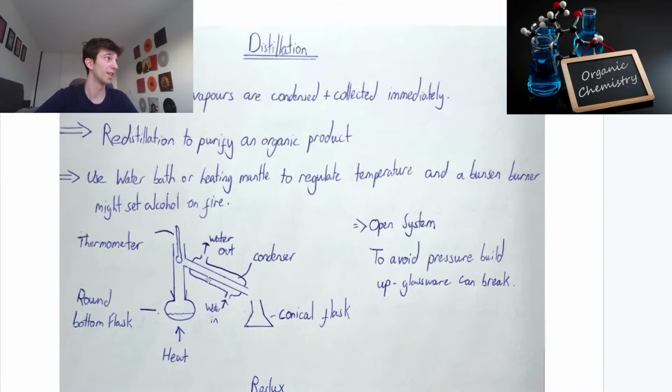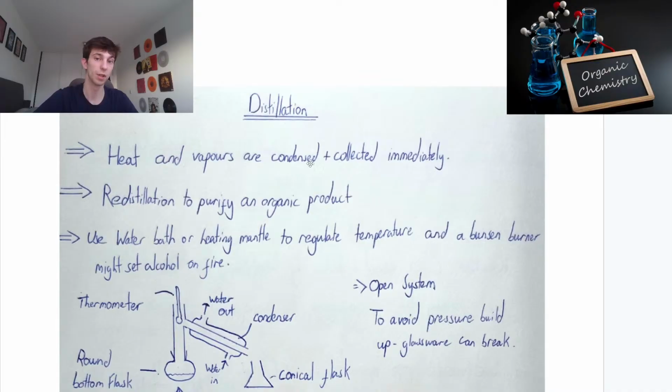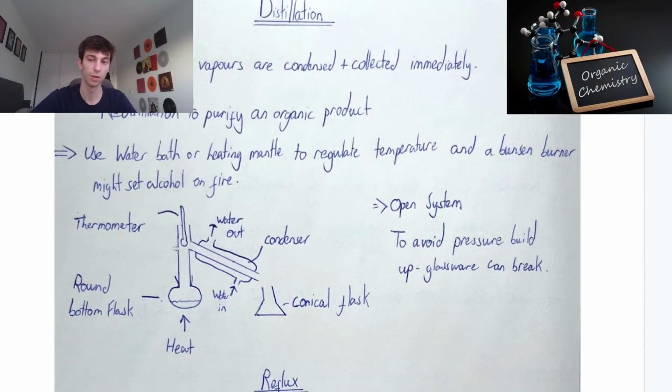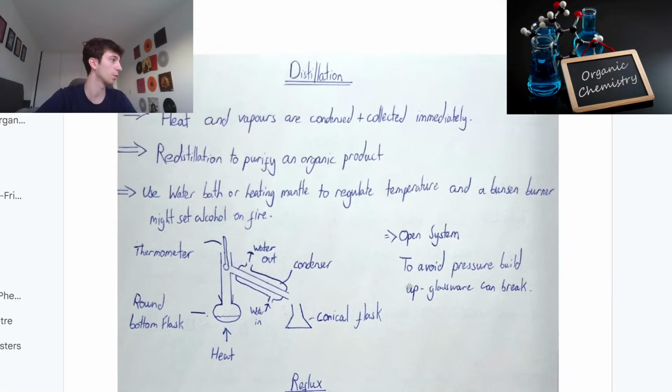So guys, I've even actually got it slightly bigger here. We heat and the vapors are condensed, cooled immediately. Redistillation to purify an organic product. We use a water bath or the heating mantle to regulate the temperature, because the Bunsen burner might set fire to the alcohol. Once again, we have an open system to avoid pressure buildup and breaking our glassware.